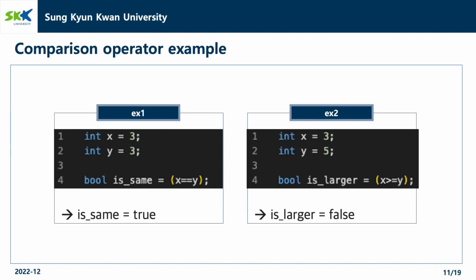For the second code, x is assigned 3 and y is assigned 5, and compared with the operator x is greater or equal to y. It returns false because 3 is not greater than or equal to 5. Therefore, is larger is assigned false.